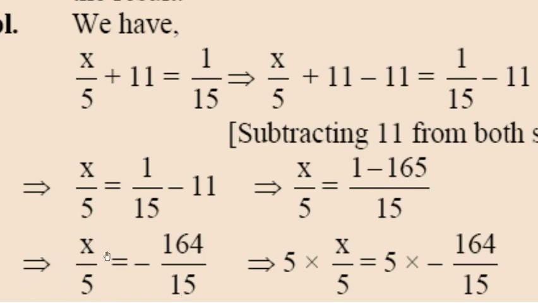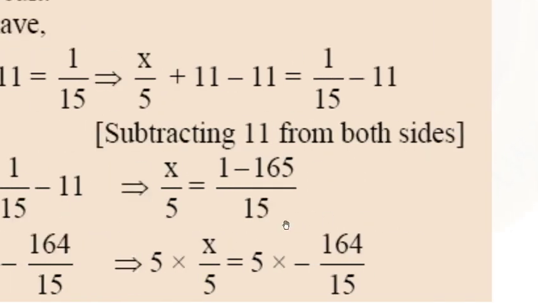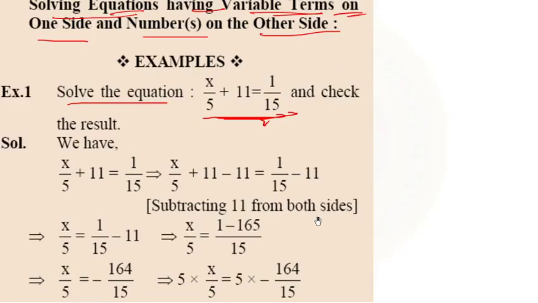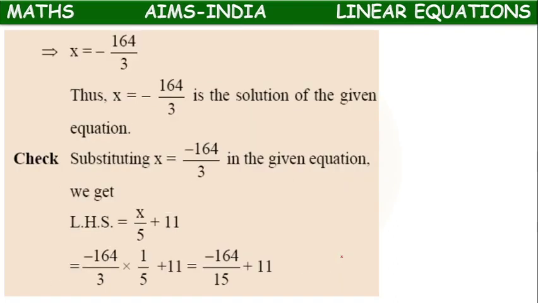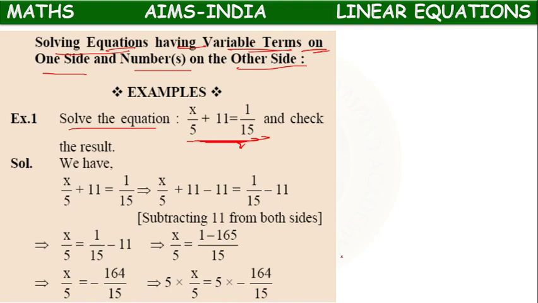Again we have here by 5 is there. We want to remove by 5. We need x. What we can do? We can multiply with 5, left hand side and right hand side. Both sides we can multiply with 5. So what happens? Both sides we multiply with 5.